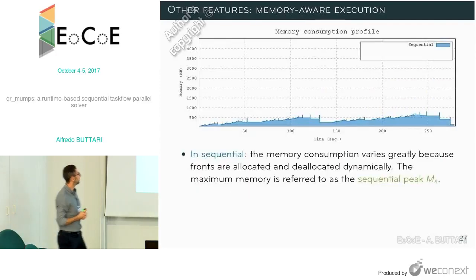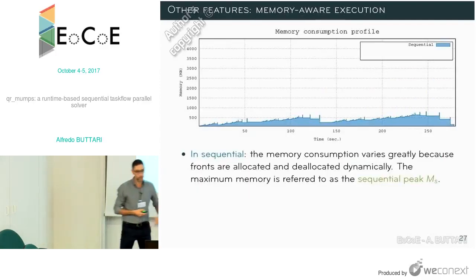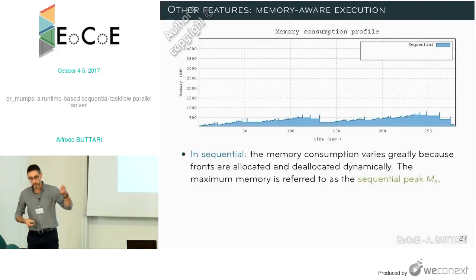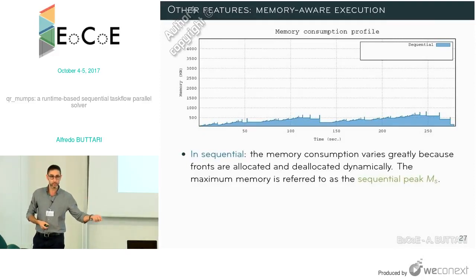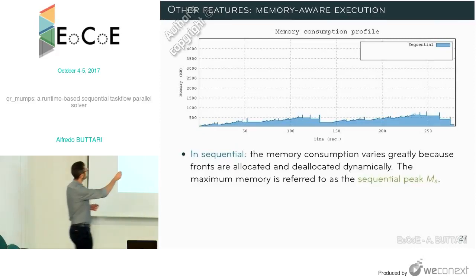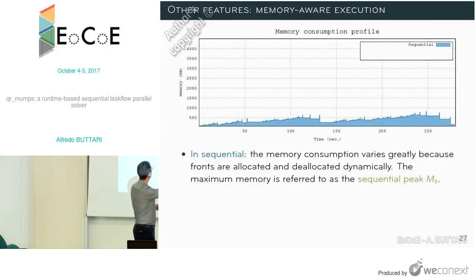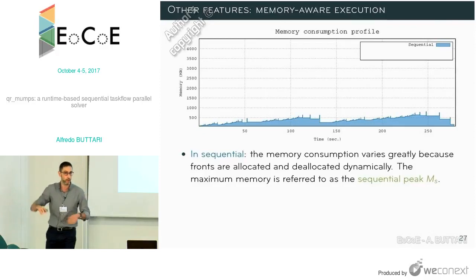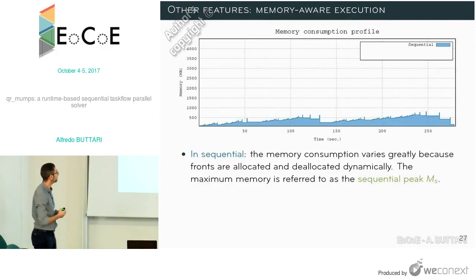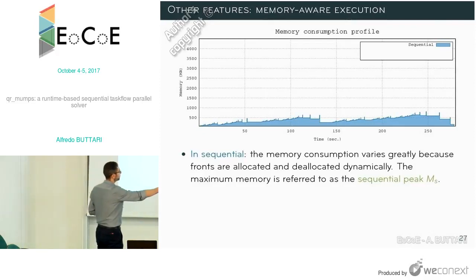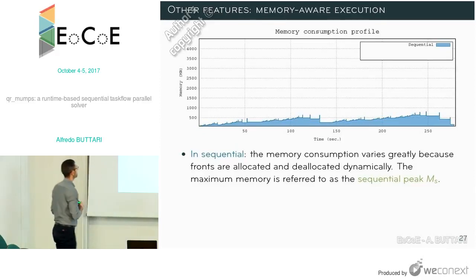All right, other features. We have implemented a feature that allows us to tell QR mumps, you can use this many cores, but you're not allowed to use more memory than this. And QR mumps will go as fast as possible within that imposed memory envelope. So this is the memory consumption for a sequential test. This is time, and as you can see, it is very variable because frontal matrices are allocated as we go up the tree. Eventually, it reaches a maximum here, which we call the sequential peak.